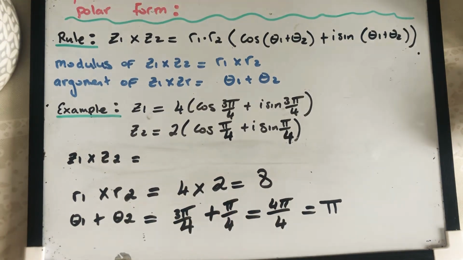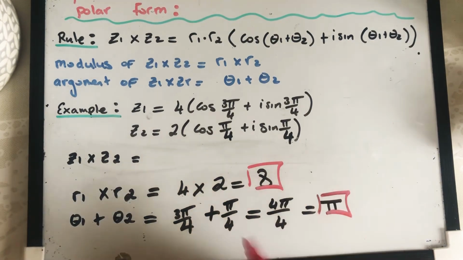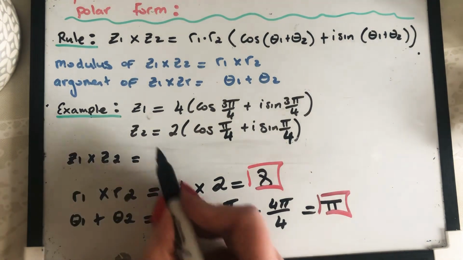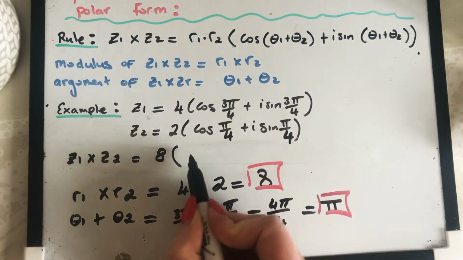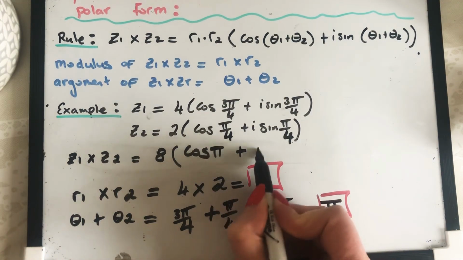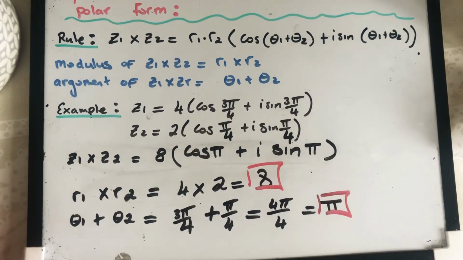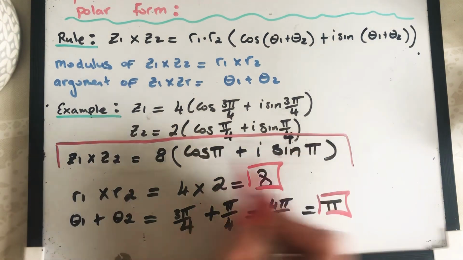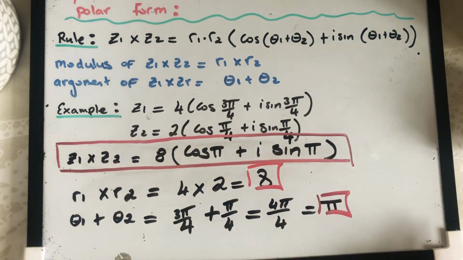Let's input both of these values now into our formula above. We have 8, that's our r1 by r2, cos pi plus i sine pi. So here we go, this is our answer done. z1 by z2 in polar form is 8 cos pi plus i sine pi.